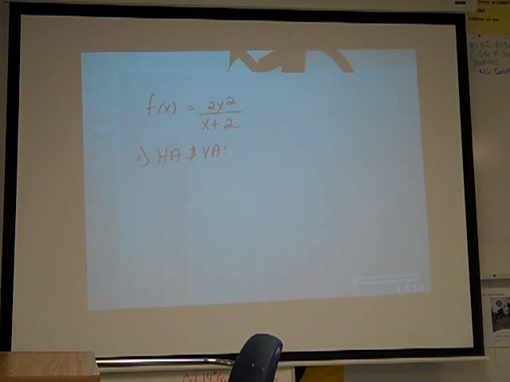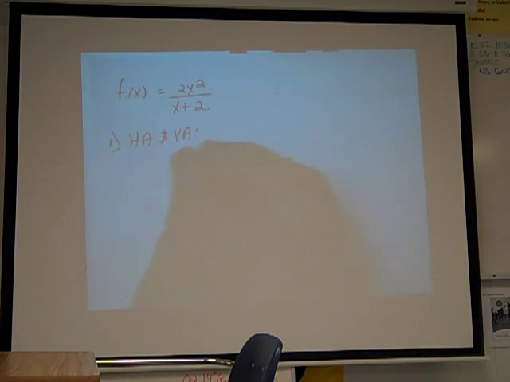How do we find vertical asymptotes? Well, if I want to find a vertical asymptote, we're going to set the denominator equal to 0, and we solve it, and we have a vertical asymptote at x equals -2. If I want to find a horizontal asymptote, we're going to look at end behavior. We're going to look at the limit as x approaches infinity of 2x squared over x plus 2.